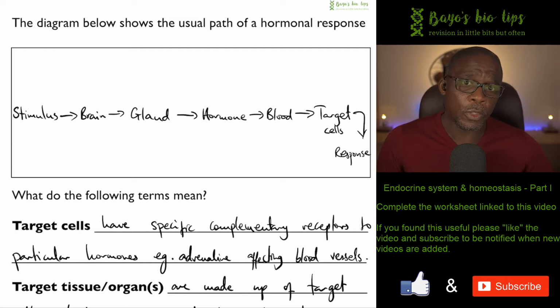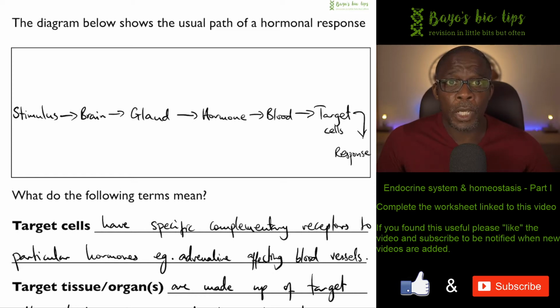So the first box requires you to put in a flow chart of the path of a hormonal response. So you start off with some sort of a stimulus. Your brain then realizes that something's happened. Your brain then sends a signal to your glands, either directly or indirectly using a master gland, to bring about the secretion of a hormone. The hormone is then secreted into the blood.